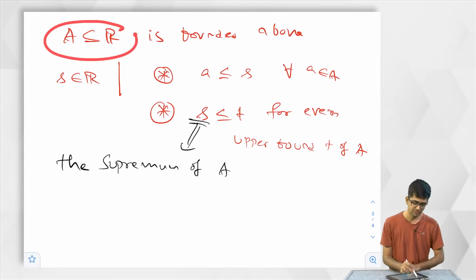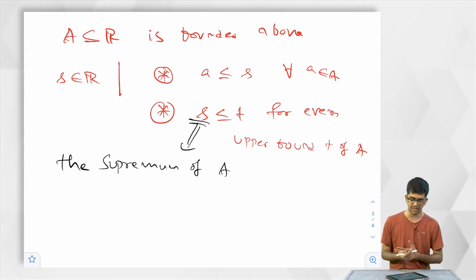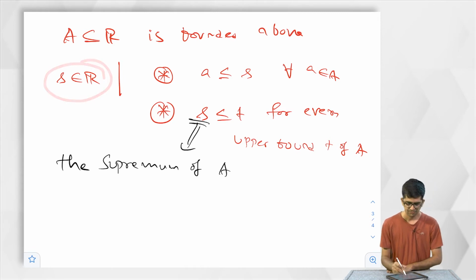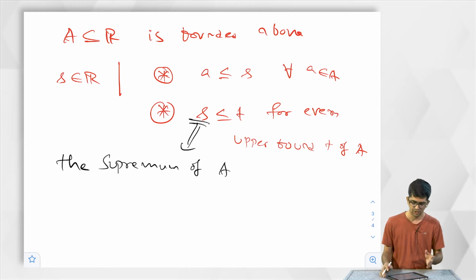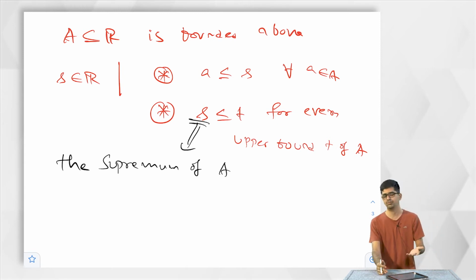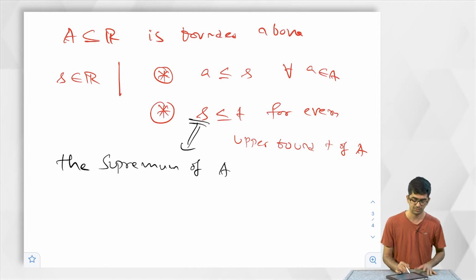So, for a set which is bounded above in R, there is a unique element S belongs to R such that it is an upper bound first of all. Secondly, for any other upper bound T, S is less than or equal to that. So, this is what the notion of supremum of a bounded above subset A, subset of R, is.